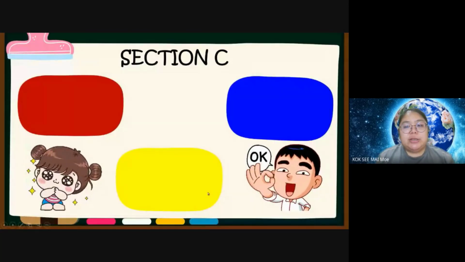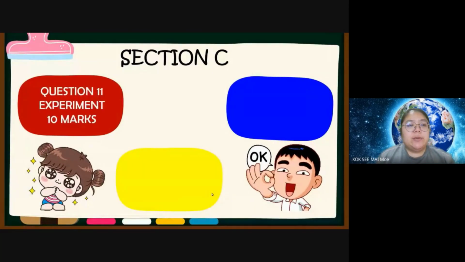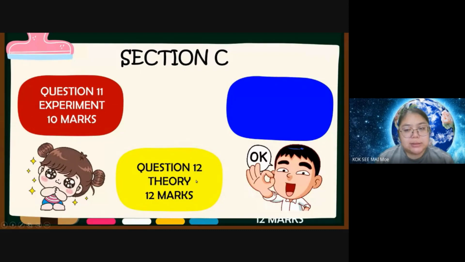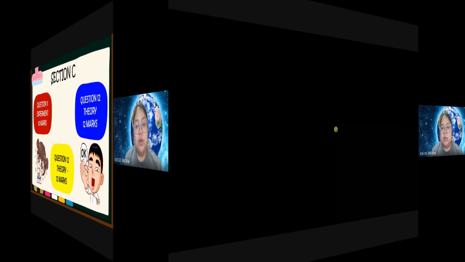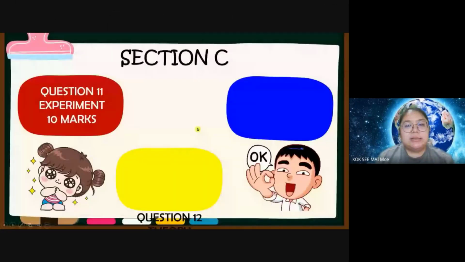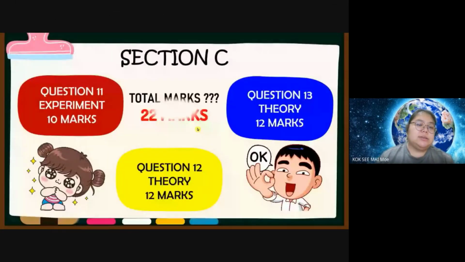Okay, now we see Section C. Question 11 is an experiment, 10 marks. After that, question 12 is a theory question, 12 marks. Question 13 is also a theory question, 12 marks. So that means you just choose either one, and the total mark for Section C is 22 marks. So from here, we need to go on to question 11.